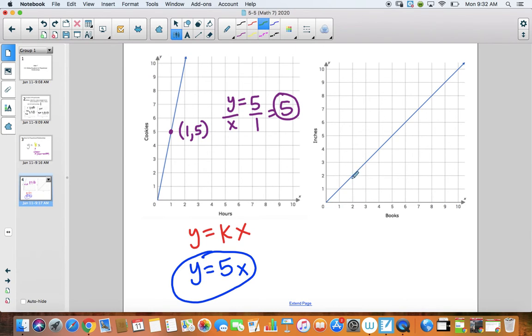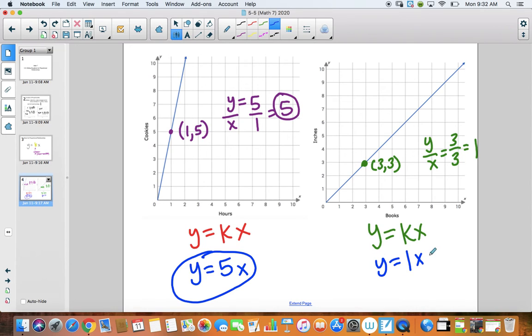Okay, this one here, I can pick any point really. I'm going to pick that one. That one looks fun. It's the point 3, 3. So I need to do y over x, which is 3 over 3, which is 1. So in my y equals kx equation, I'm going to take the k out and replace it with 1. And technically, this works, but I don't even need to put the 1. So y equals x is also correct. This one is the ideal way to write it, but this one will also be accepted.